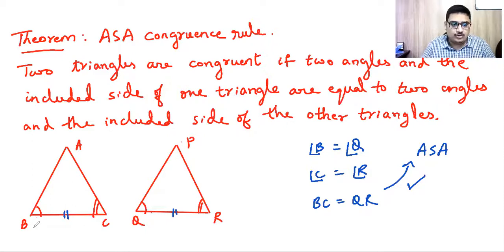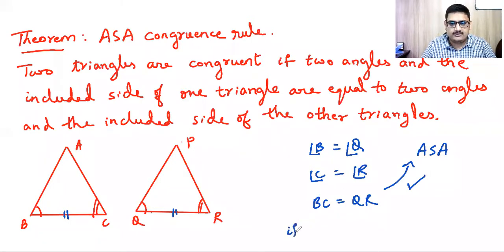Otherwise no, because BC is the single side which is common to angle B and angle C, as well as QR is a single side which is common to both angle Q and angle R. That is why BC and QR are called the included sides of the triangles. Understood? Is that clear to all of you?